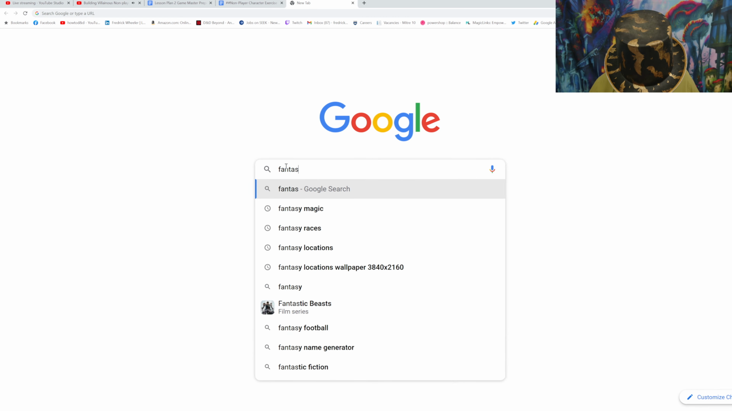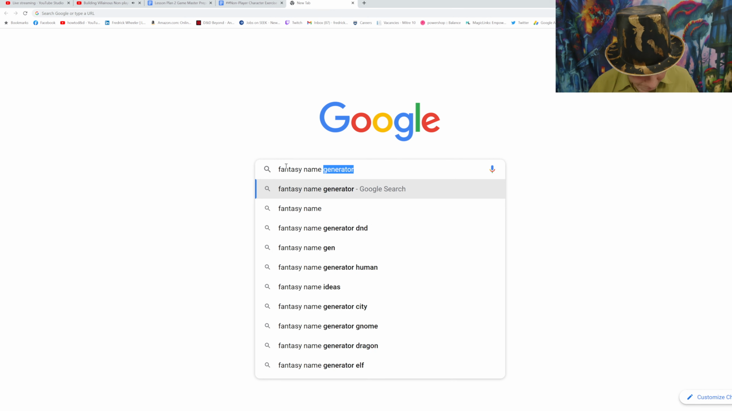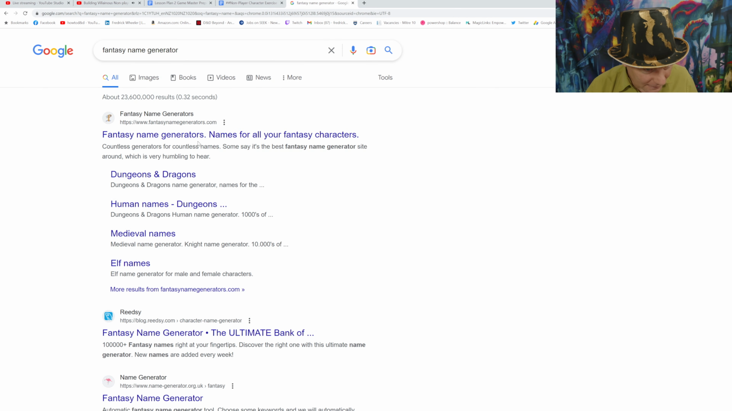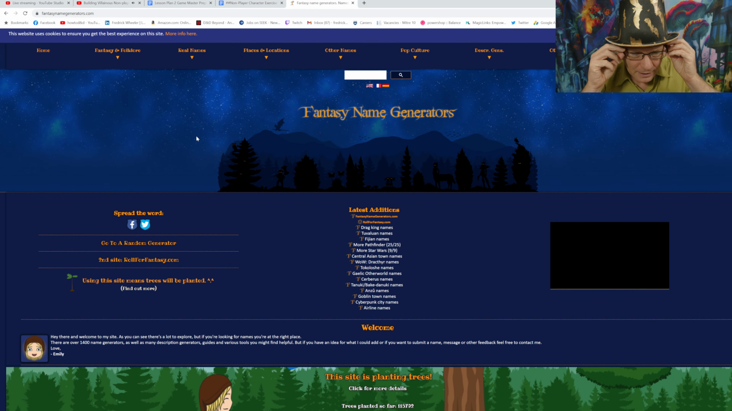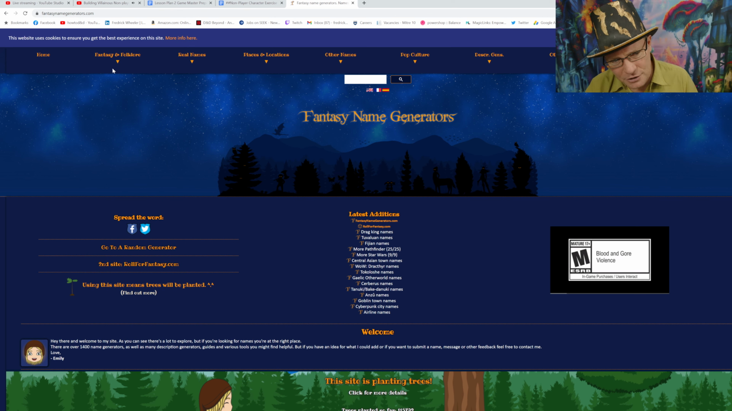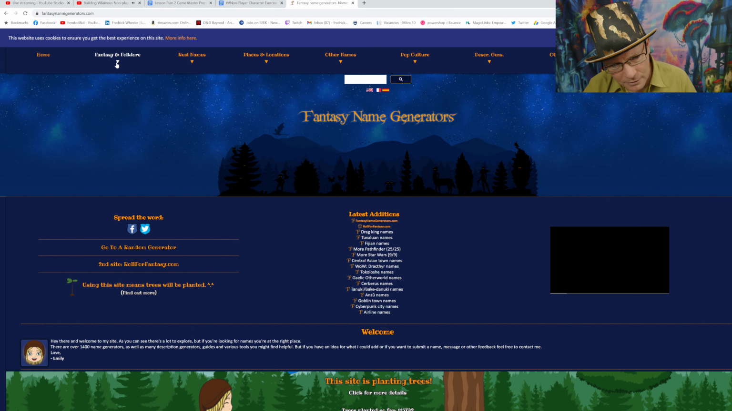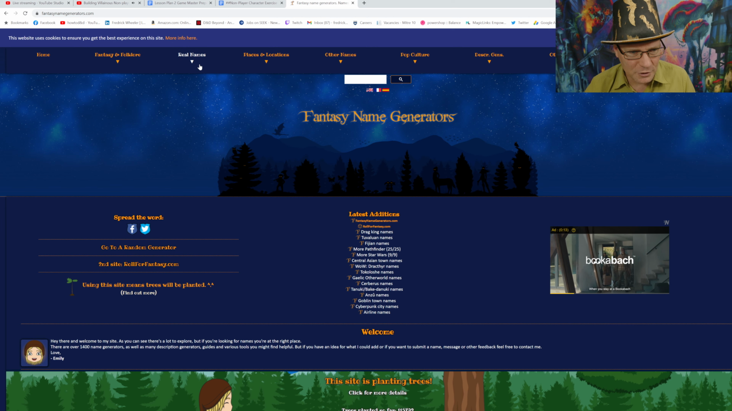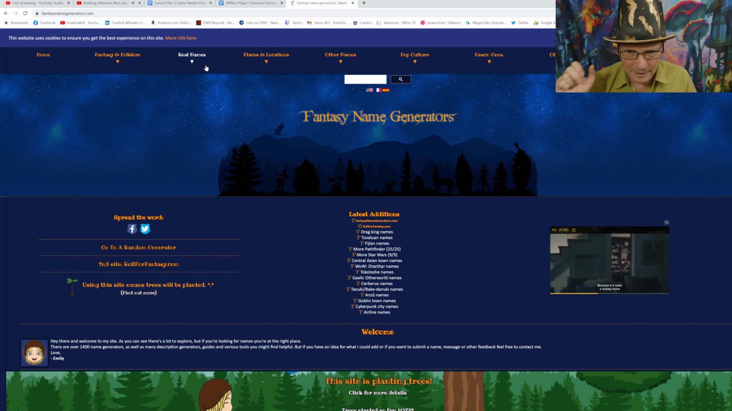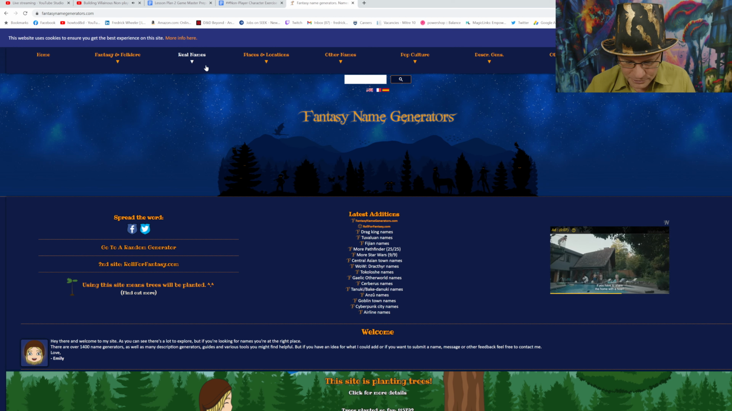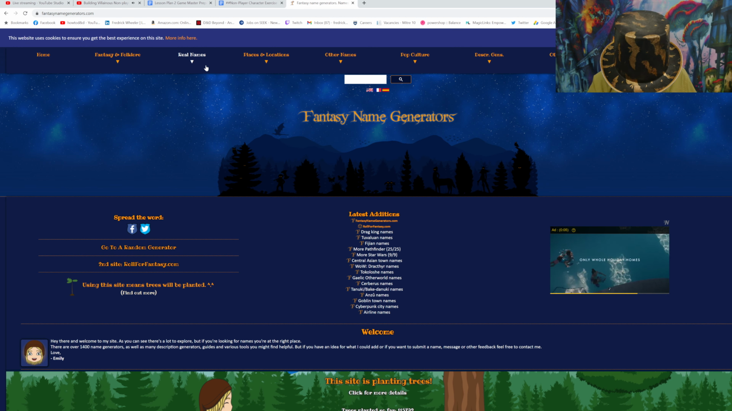So, fantasy name generator. I've used this before, that's why it's not so difficult to find. It's actually pretty easy to find. This has a bunch of different names. We've got fantasy, folklore, real names, places, you can do anything under the sun. And there are other types of generators there as well.